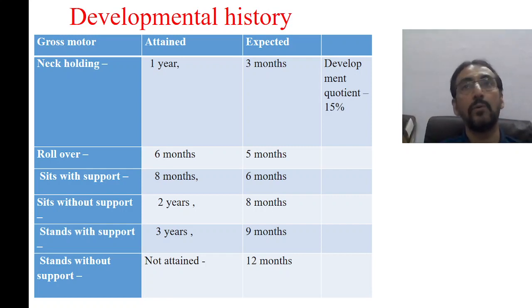So that is called DQ. Developmental age divided by chronological age into 100, so that gives the developmental coefficient. For each and every milestone, you have to calculate the developmental coefficient. Then you have to take the average of all of them, and that is called the developmental coefficient for gross motor development. I think you got the point.